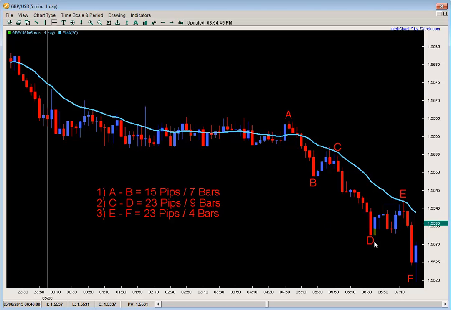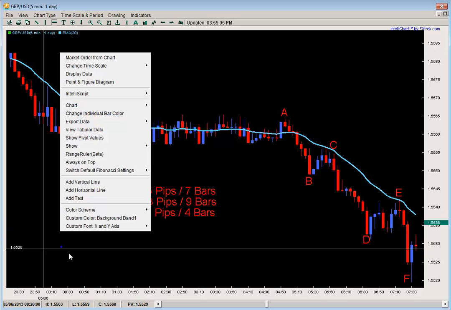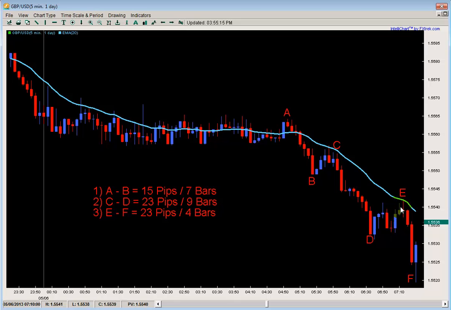You should see that the pullback from D to E is slightly stronger and a bit longer than B to C. B to C is 5 bars, D to E is 7 bars. And it's a little bit bigger on D to E than it is on B to C. Excuse me, I've got to delete this line here, and fantastic.